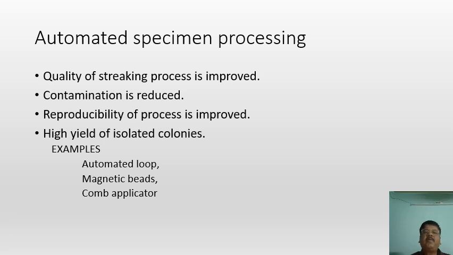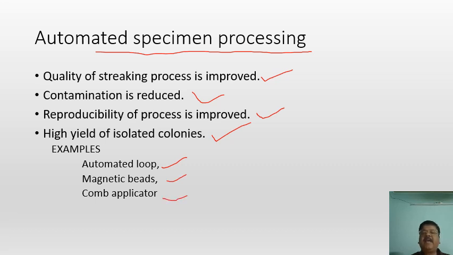Now come to automated specimen processing. Here, the quality of streaking process is improved, contamination is reduced, reproducibility of the result is improved, reproducibility of the process is improved, and there is a high yield of isolated colonies. The examples are automated loop, magnetic beads, and comb applicator. So photographs are given in the next slide.